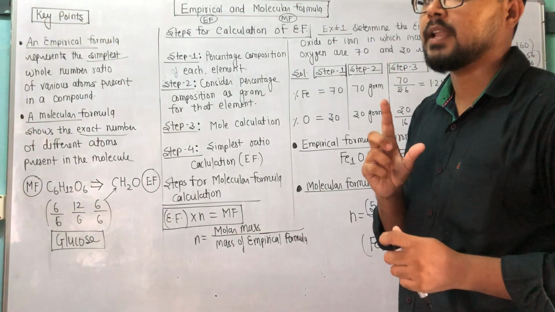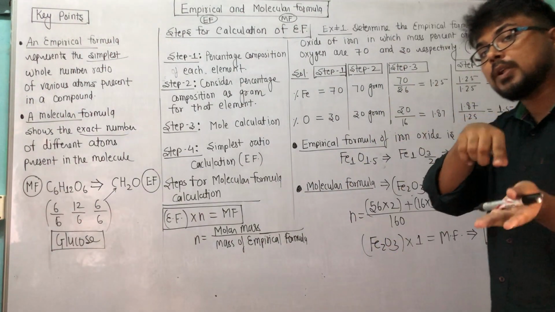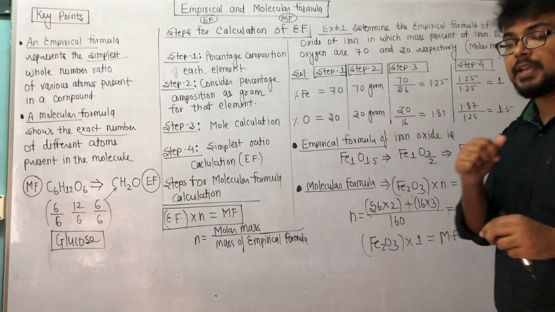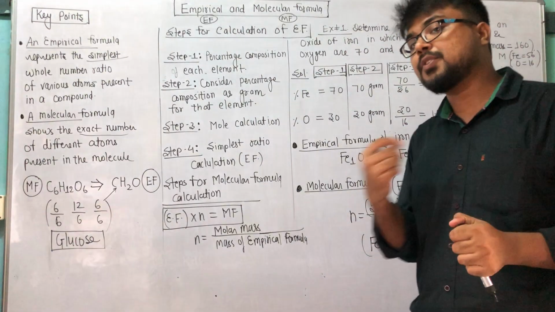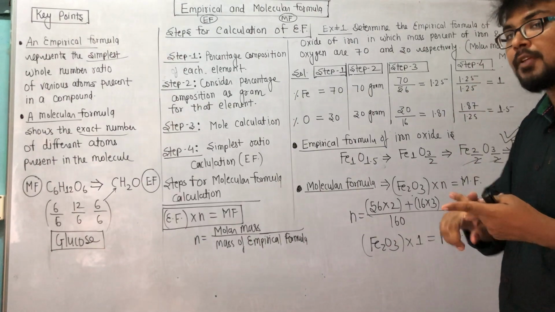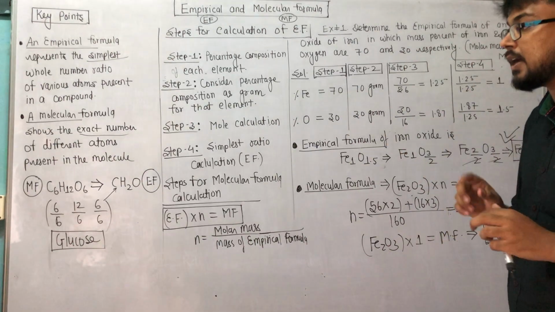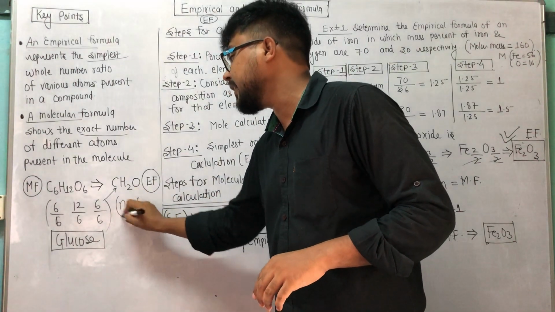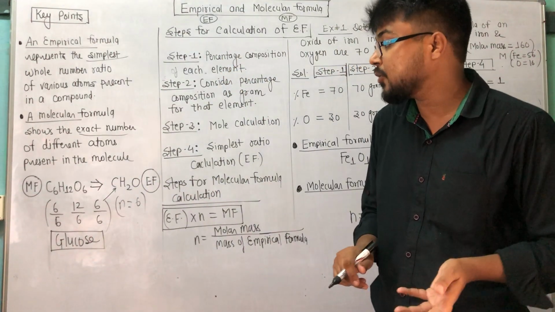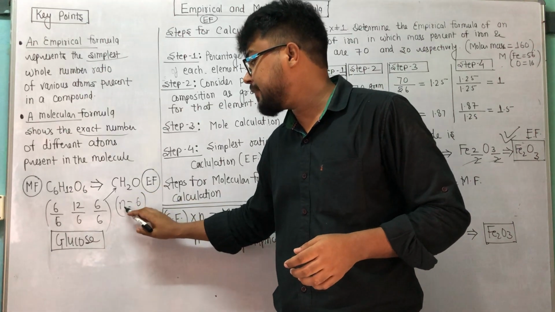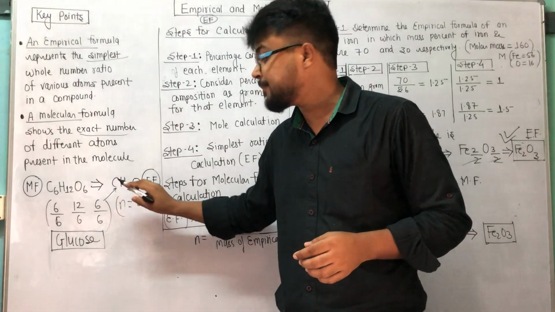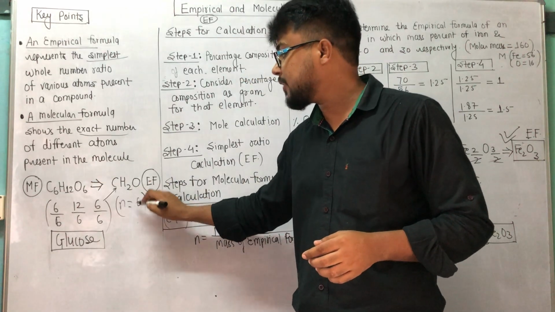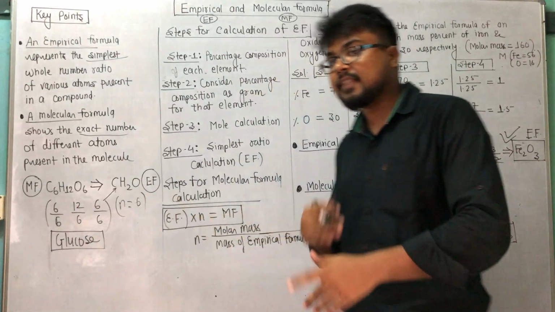Suppose you get n equal to 2, then the molecular formula will be double the empirical formula. Suppose n equal to 3, then in that case the molecular formula will be triple the empirical formula. In this case here, n equal to 6. Why n equal to 6? Because when I multiply by 6, I will get C6. When I multiply 6 with 2, I will get H12, and again here 1 becomes 6. So in this case n equal to 6.